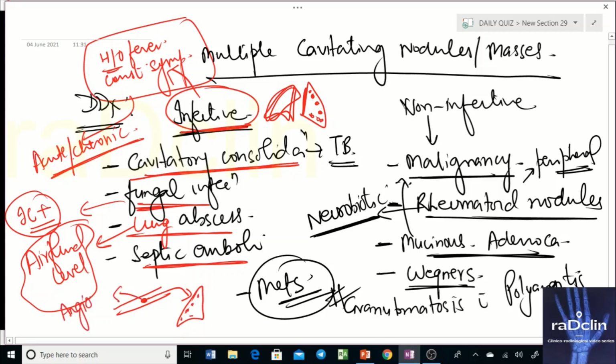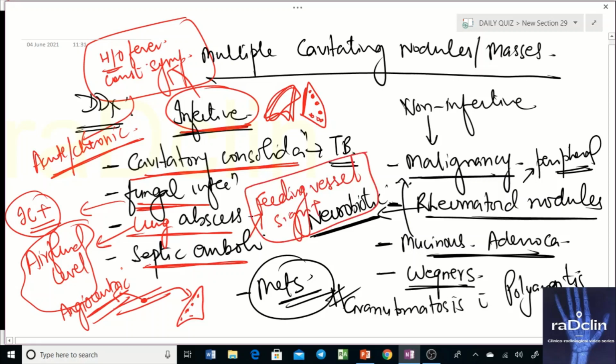These nodules would be angiocentric. They will be surrounding the vessel because they have come from the vessel. So one important point about septic emboli is that they will have a positive feeding vessel sign. Now what is the feeding vessel sign? If you have reported CT chest, then you must have known this sign. If you have some pathology and there is a vessel emanating from this particular pathology, this suggests that the spread of this pathology happened due to hematogenous spread, the hematogenous route.